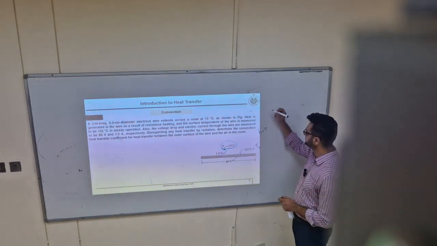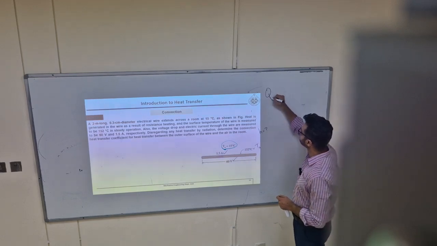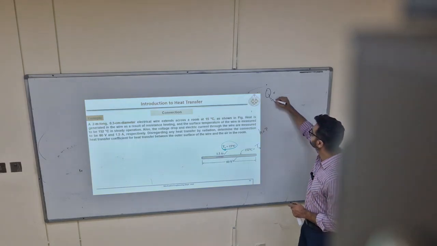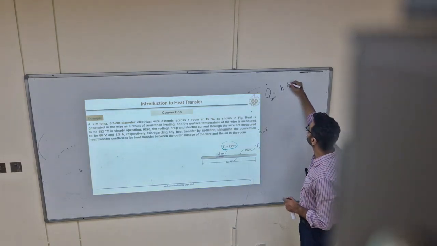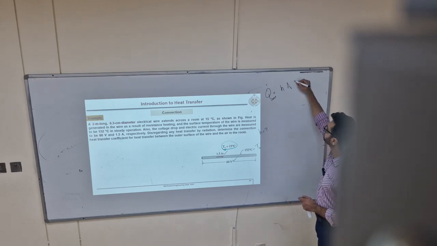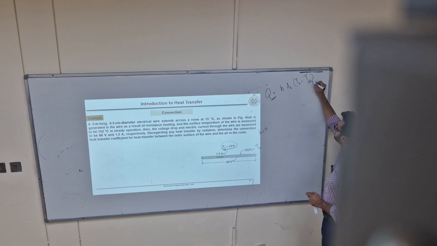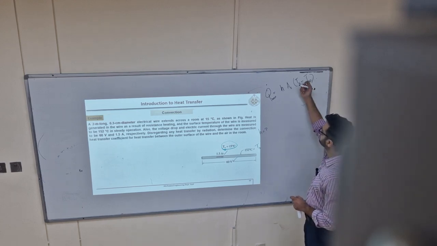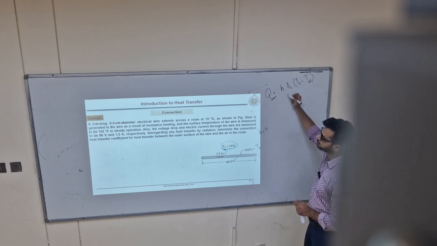Because in this case it's all by convection, we know the general heat transfer equation for convection: Q = H times surface area times delta T, surface temperature minus ambient temperature, because now the surface temperature is higher than ambient. So now the H we need to calculate. All other parameters should be given, right?